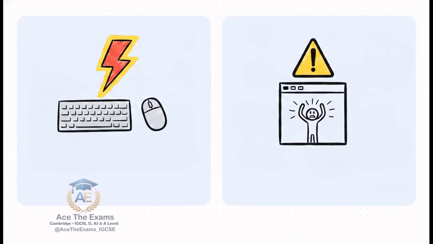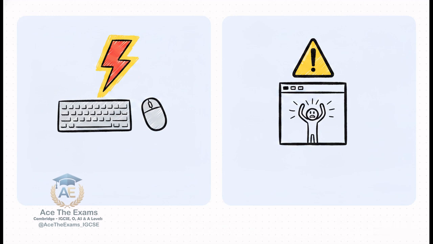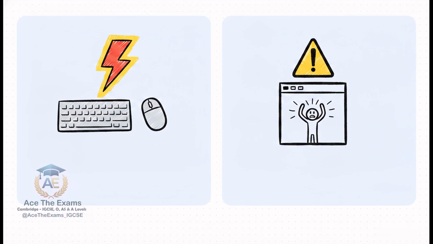Now, these interruptions basically come in two main flavors. First, you've got hardware interrupts. These are physical triggers, like you tapping a key on your keyboard or moving your mouse. Your OS has to process that input instantly so your cursor actually moves on screen.